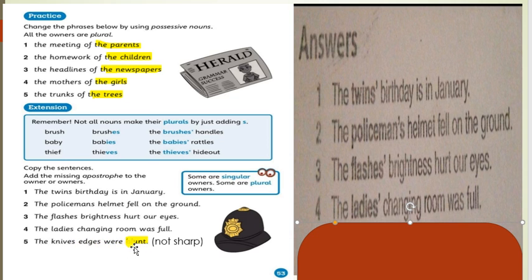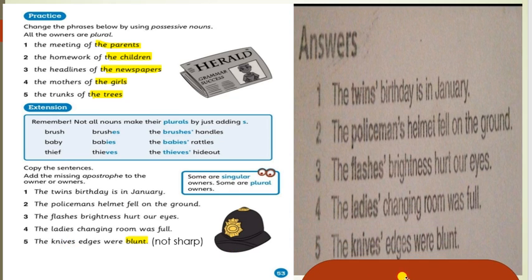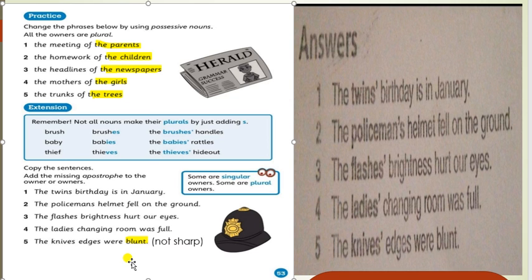I want you first of all to highlight the word blunt and write not sharp. And here we have the knives edges. The word knife was f, but now we have knives: we crossed the f and put ves. It's knives as a plural noun with s again, so we put the apostrophe after the s. So it's the knives' edges were blunt.